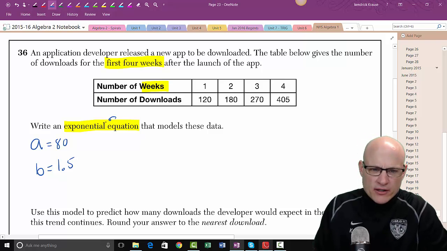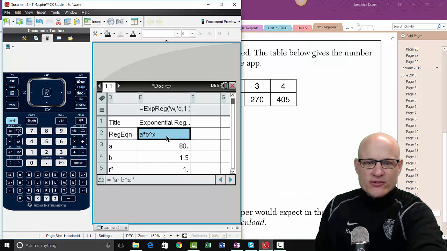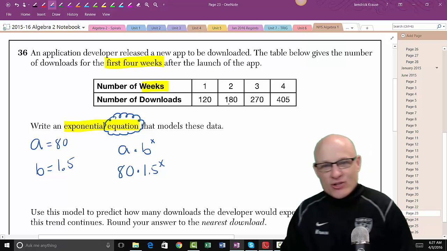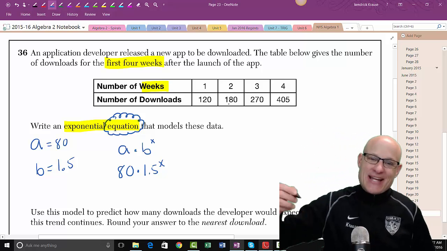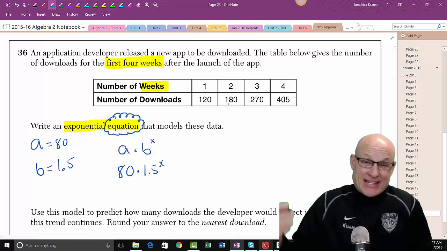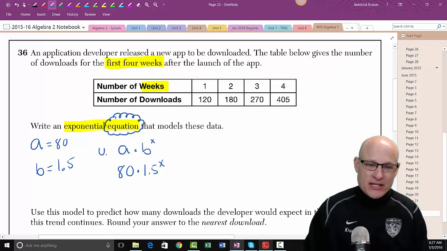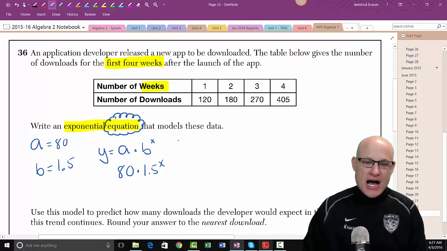Now, you do see this word right here? This word gets so many kids in trouble because they see this and they go a times b to the x. They'll go, okay, 80 times 1.5 to the x. That's not an equation. That is an expression. You need to have an equal sign. If you don't have an equal sign, it's not an equation. And therefore, you're going to lose credit. So always, always, always, at a minimum, write y equals. I will always expect my kids to write f of x. I just think it looks more grown up. You guys know function notation.